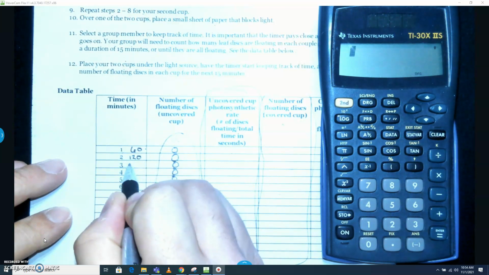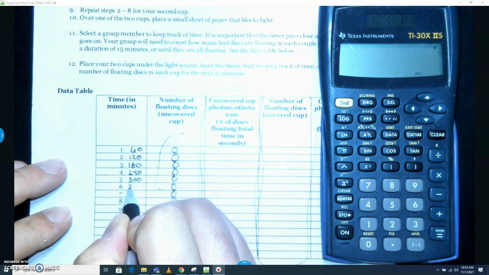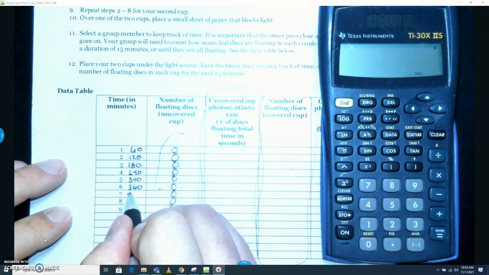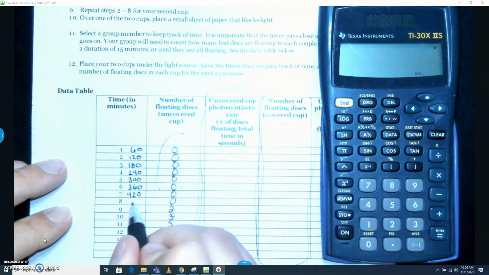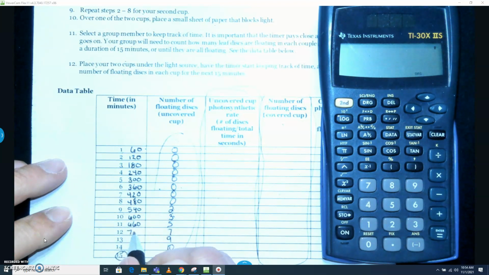120, 180, 240, 300, 360, 420, 480, 540, 600, 660, 720, oh wait, it should be 780, which would make this 840, and 900.